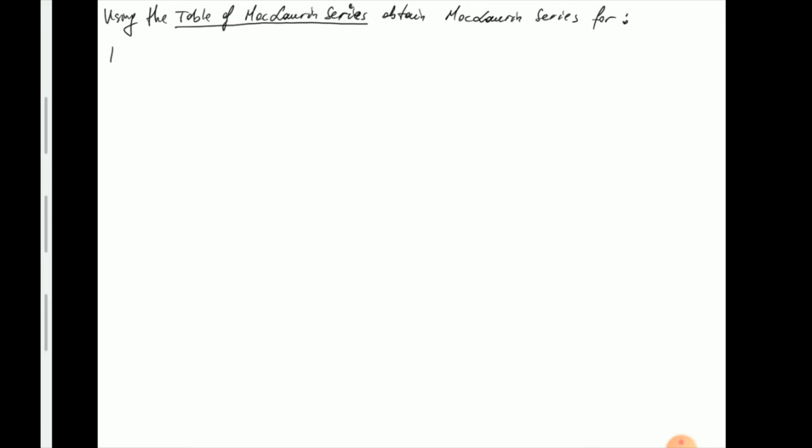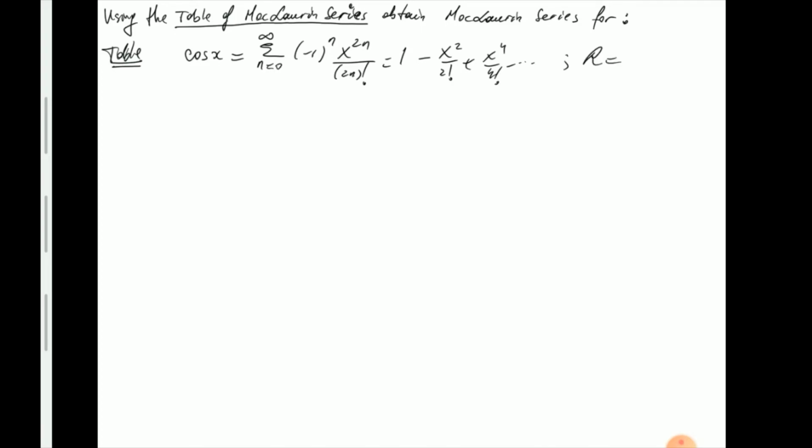So for example, the table may contain the MacLaurin series expansion for cosine of x. We did sine of x ourselves earlier. For cosine of x, the expansion is summation from 0 to infinity of (-1)^n x^(2n) over (2n) factorial. So actually this goes over the even powers, unlike the sine one. If you expand this one, that's just 1 minus x squared over 2 factorial plus x fourth over 4 factorial and so on. The radius of convergence is infinite, so it converges for any number.